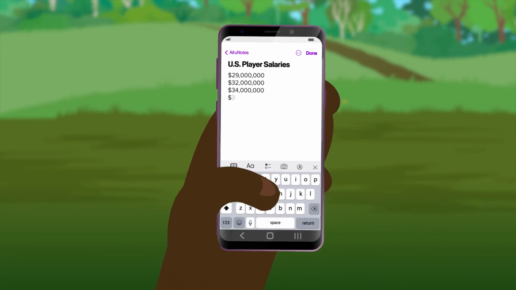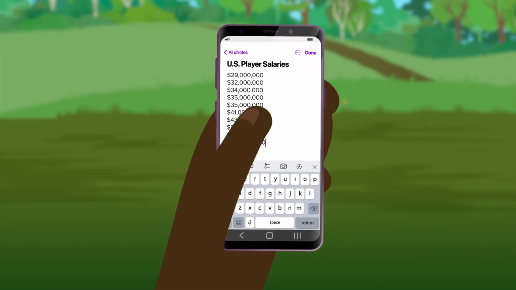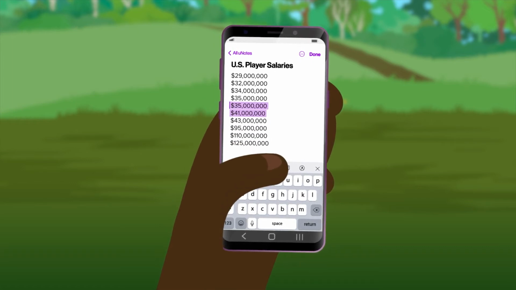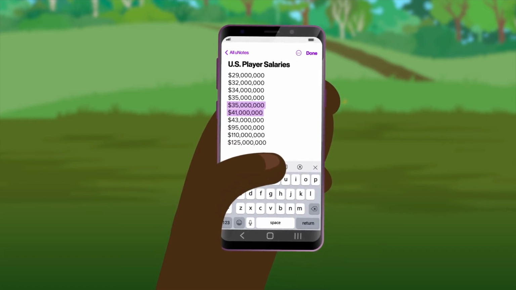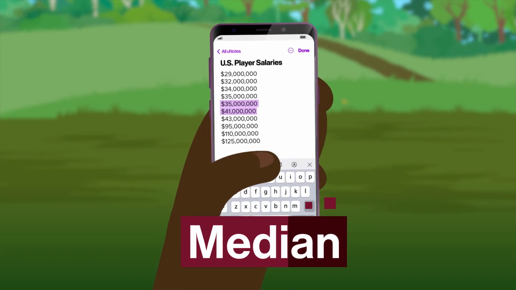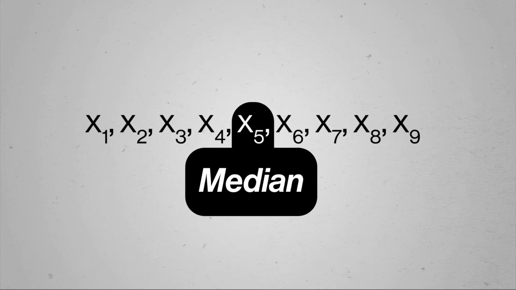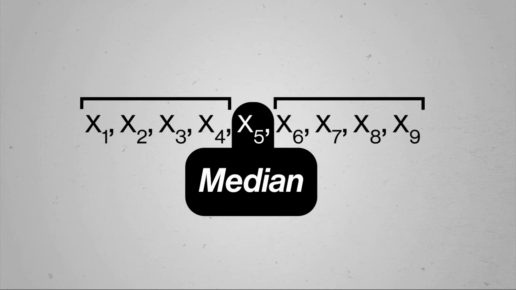Now, Alina opens her Notes app and orders the salaries from least to greatest, hoping that the number in the middle of her data can tell her something about how much she could get paid. The measure of central tendency she's finding now is called the median, and it's literally the number that falls in the middle of the dataset. So if Alina had 9 data points, then the median would just be whatever value is 5th in line, because there are 4 values before and after the 5th spot.